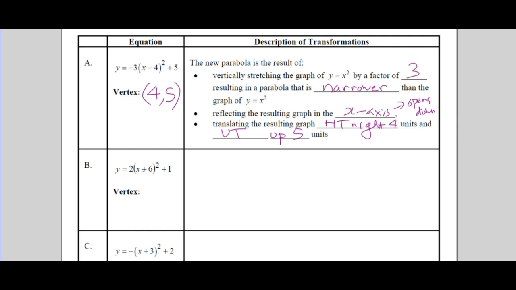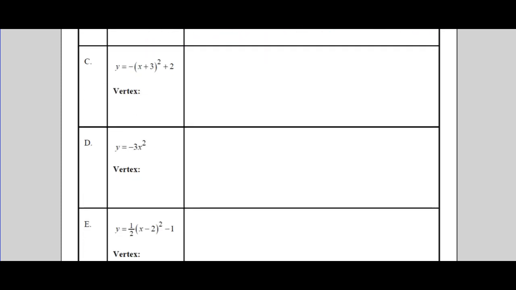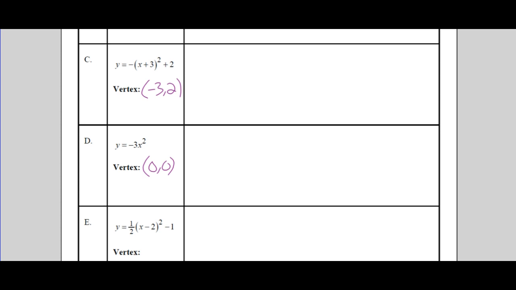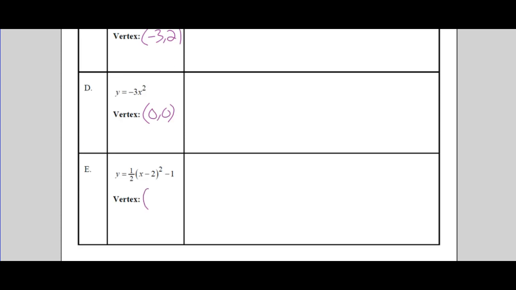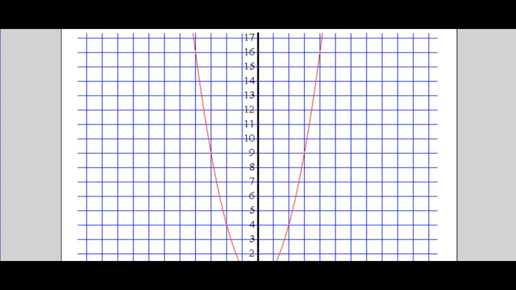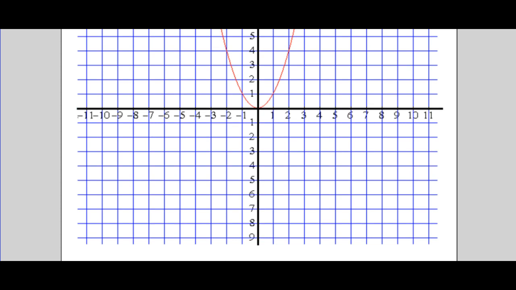What's the vertex here? Negative 6, 1. What's the vertex here? Negative 3, 2. What's the vertex here? 0, 0. What's the vertex here? Perfect.